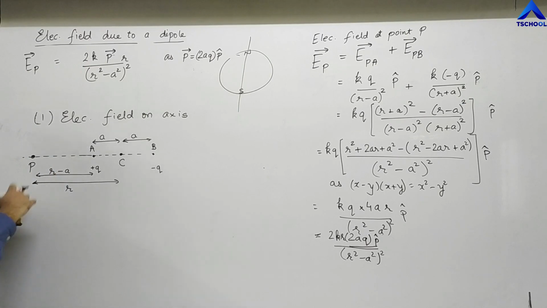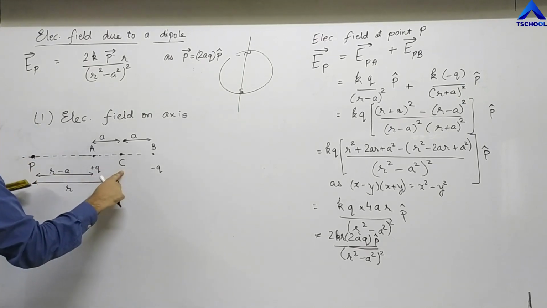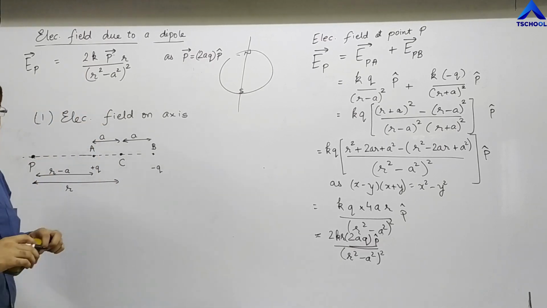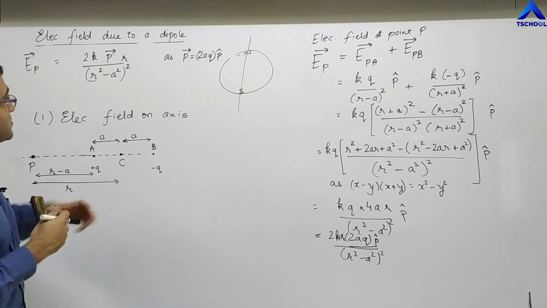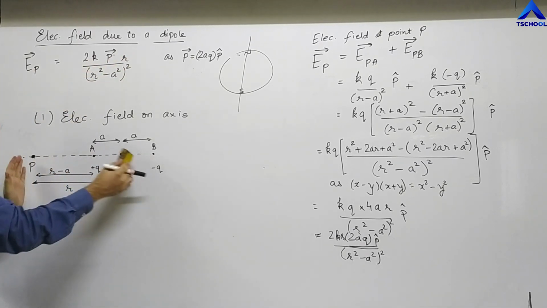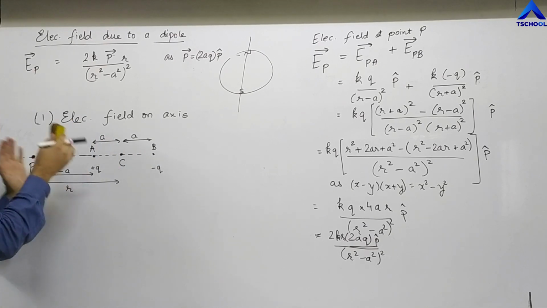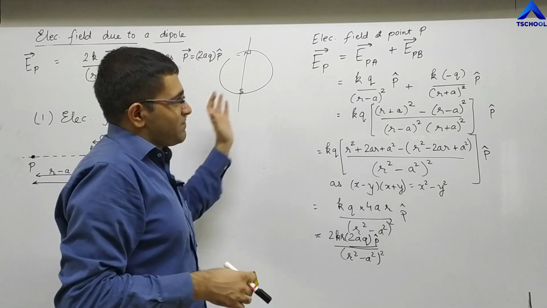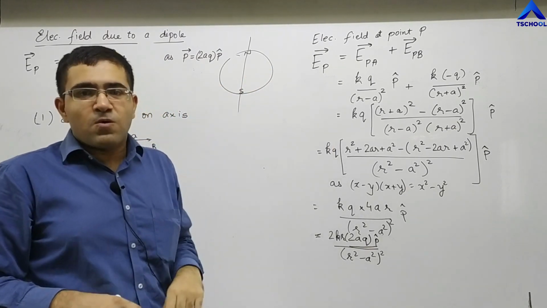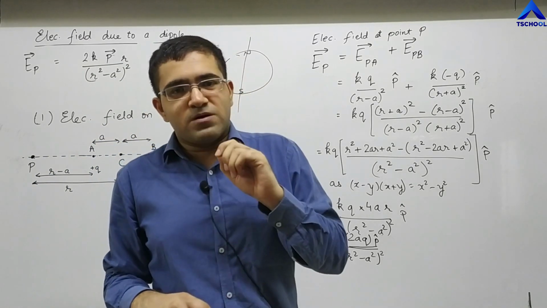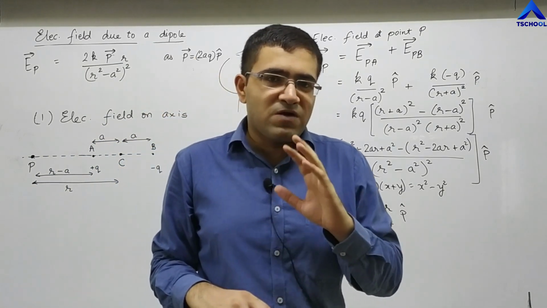So like I've said, this is point P, which is at a distance R from the center. So when you use this formula, don't forget the distance R is not from the point A or point B, it's from the center C, right? So that's what we have about this derivation. There is one more thing that I want to tell you about derivations.